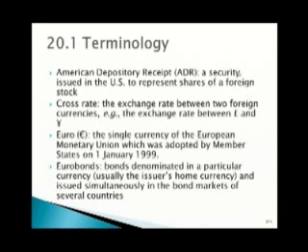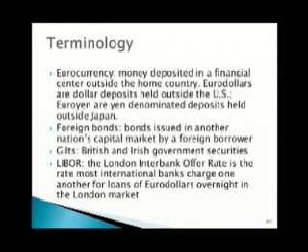Eurobonds are bonds denominated in a particular currency, usually the issuer's home currency, and issued simultaneously in the bond markets of several countries. So, for example, if IBM issues bonds denominated in US dollars and issues them in, say, Germany, that would be a Eurobond.